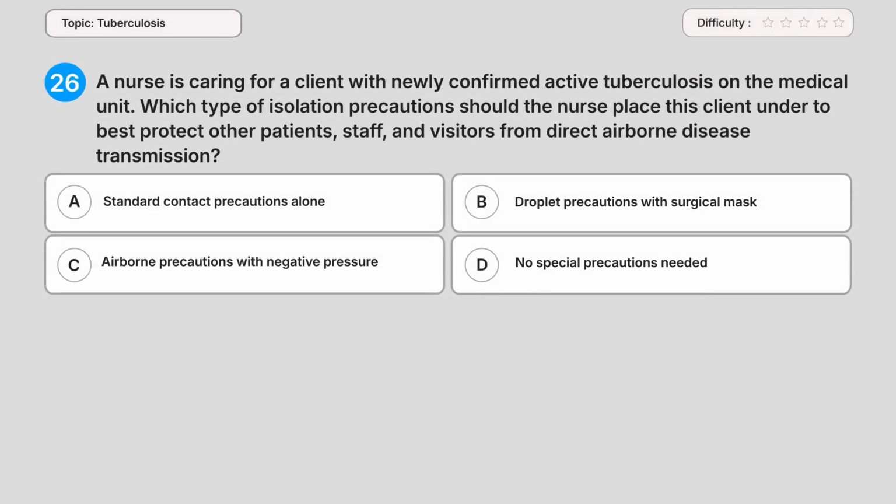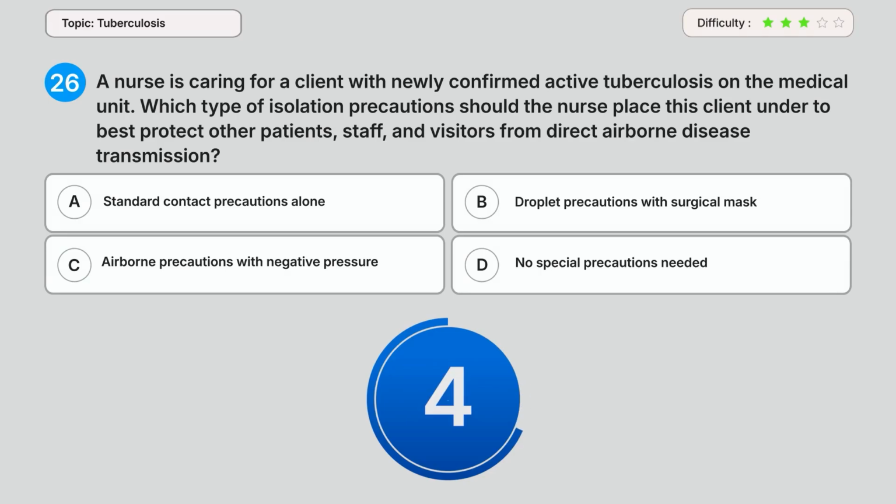26. A nurse is caring for a client with newly confirmed active tuberculosis on the medical unit. Which type of isolation precautions should the nurse place this client under to best protect other patients, staff and visitors from direct airborne disease transmission? A. Standard contact precautions alone. B. Droplet precautions with surgical mask. C. Airborne precautions with negative pressure. D. No special precautions needed. Can you guess the answer?